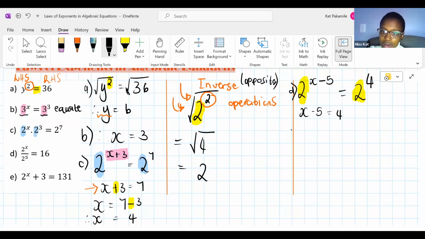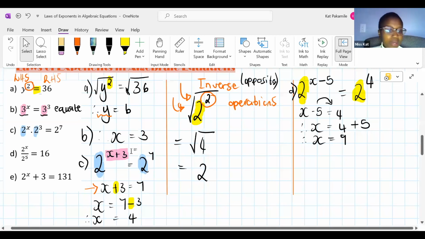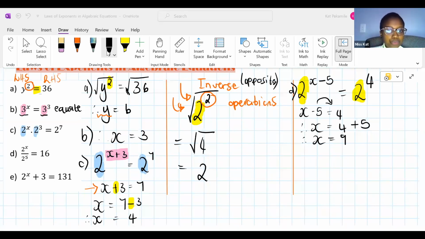Then again, we use inverse operations. Therefore, x is equal to 4 plus 5. Therefore, x is 9. We are getting better at this. We have one more to do. Anyone have ideas on how to do number E? Beautiful, guys. You guys are doing beautiful. Where do you think we should start with number E? Yes, Karabo, x equals 9.